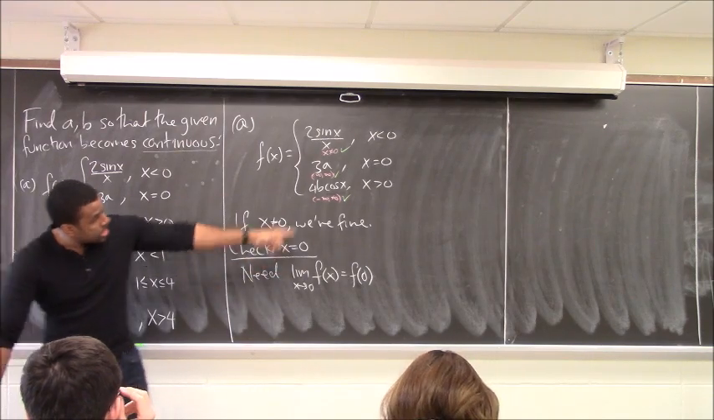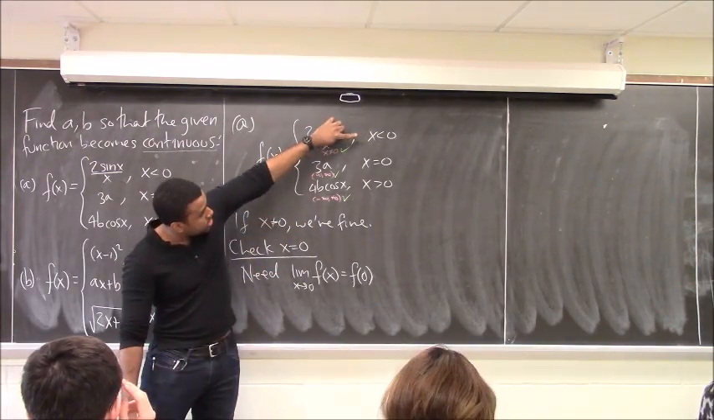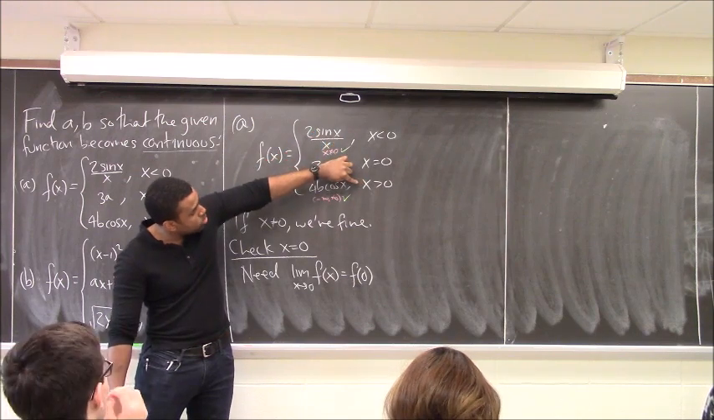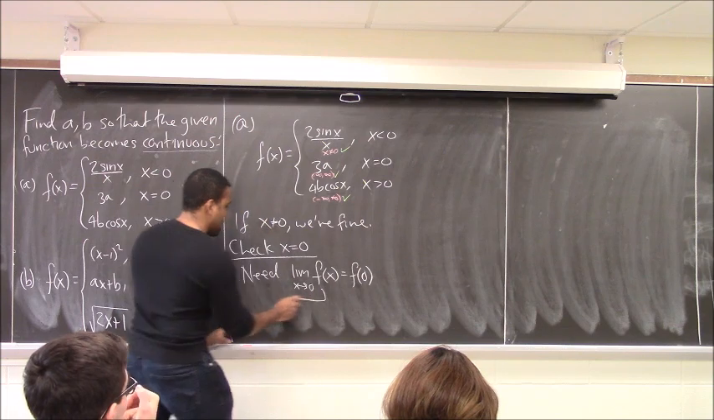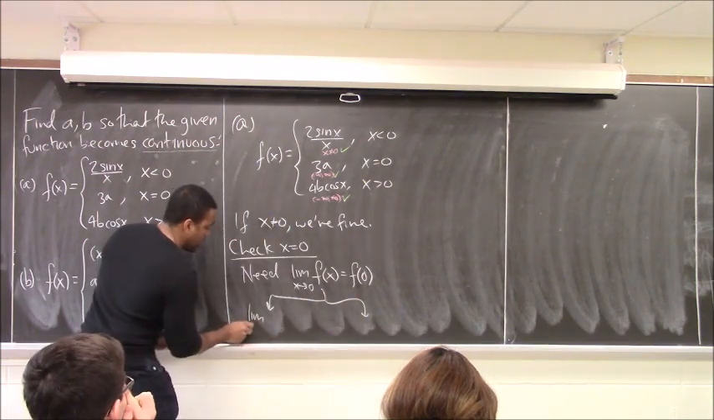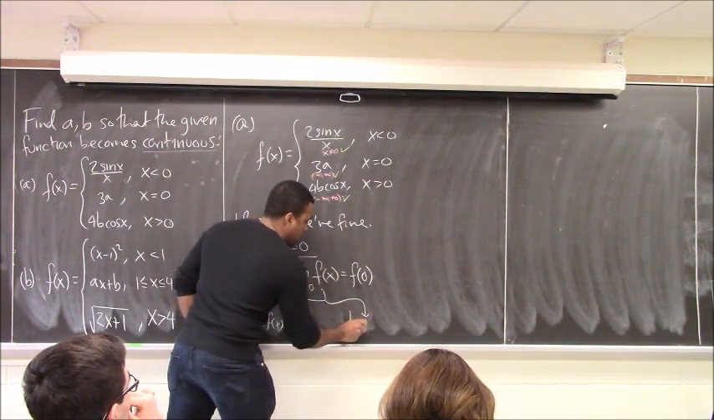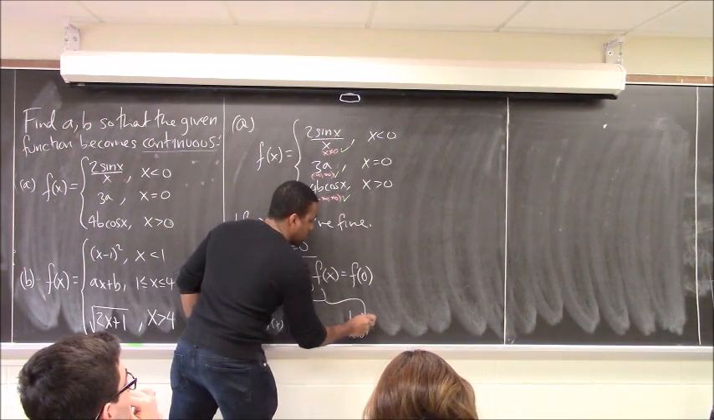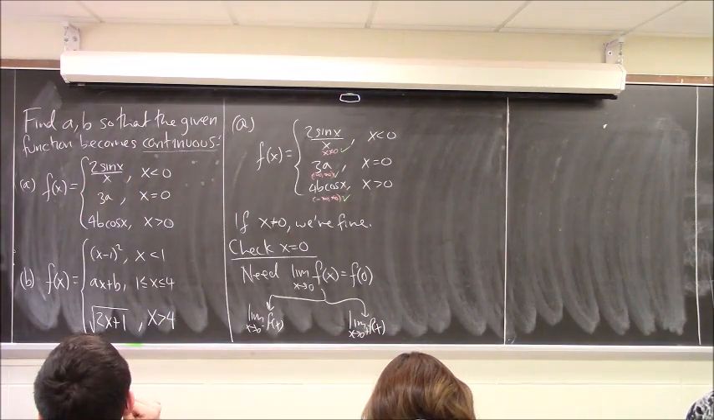Now you'll realize that this breaks into 3 parts. There's a part that tells you what's going on to the left of 0, and this is different than what's going on to the right of 0. So that automatically tells you this limit has to be thought of in 2 pieces. We need to worry about what is going on at the left. We also need to worry about what's going on at the right.